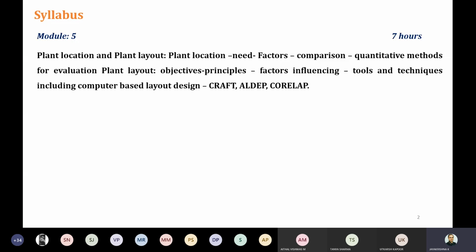And again here, we will be discussing some tools and techniques, including computer-based layout design, like CRAFT, ALDEP, and CORELAP. So it's very simple. We are going to first see the factors influencing plant location and plant layout. And after that, to evaluate the layouts we made, I'm going to teach you some computer-based layout design. Only three techniques we are going to see: CRAFT, ALDEP, and CORELAP. I'll give you the explanations when we move across the slides in the class. But in today's first class, we are going to discuss only plant location and plant layout.